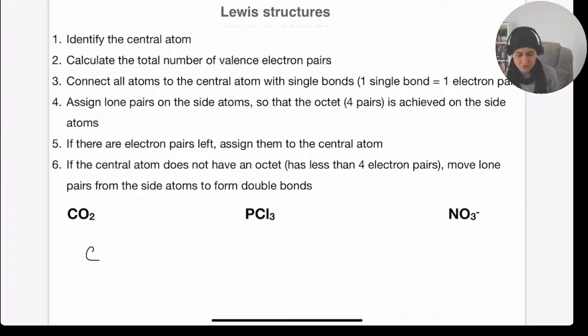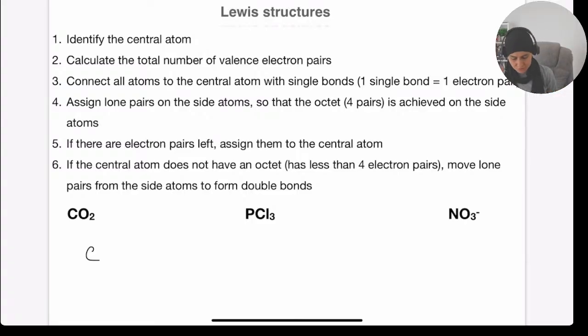Step two: calculate the total number of valence electron pairs. Valence means the outer shell, in the entire molecule. And remember, we're talking about covalent substances. Never do this for ionic. For ionic, we don't do Lewis structures, only covalent.